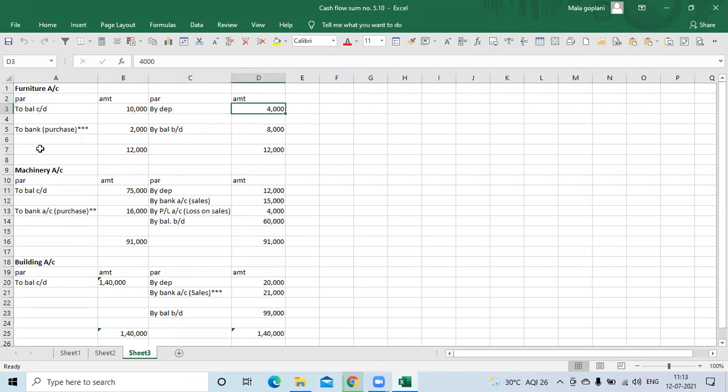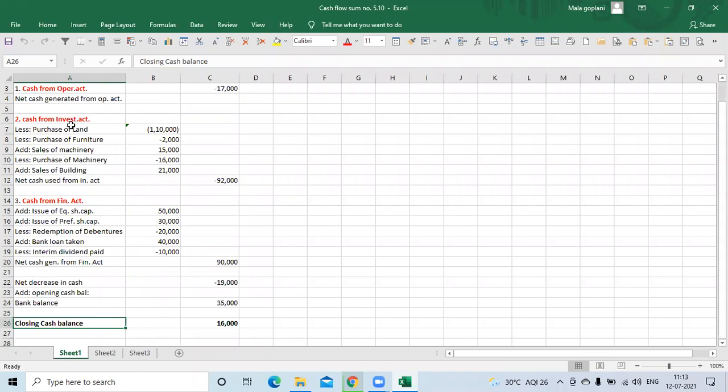Very good, 4,000. And how much are the purchases? 2,000. Which activity? Investing. Very good. Go to investing activity. Tell me, when you are purchasing furniture, does cash come in or cash go out? Cash goes out. Very good. Cash outflow. Add or less? Less, because cash goes out. So less, bracket purchase of furniture, bracket 2,000. Very good. Is it clear this much?